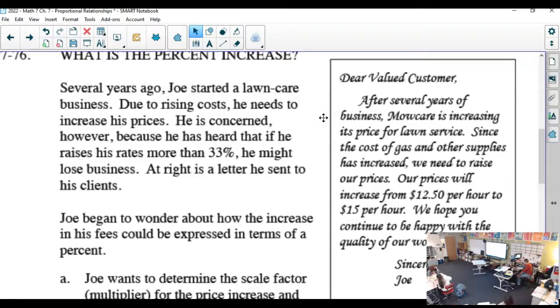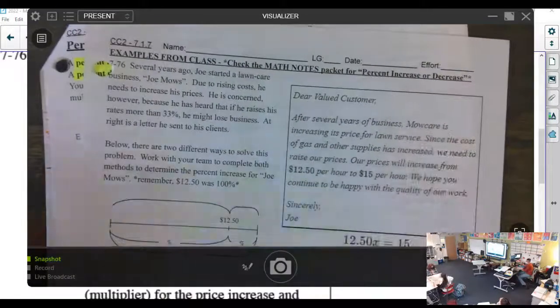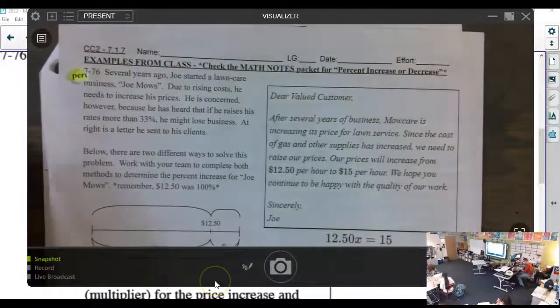After several years of business, MoCare is increasing its price for lawn service. So that's my fault that I accidentally typed in Joe Mo's because I thought that was funny. But then in the letter, their name is actually MoCare. We're talking about the same company. Okay, so keep reading, John.